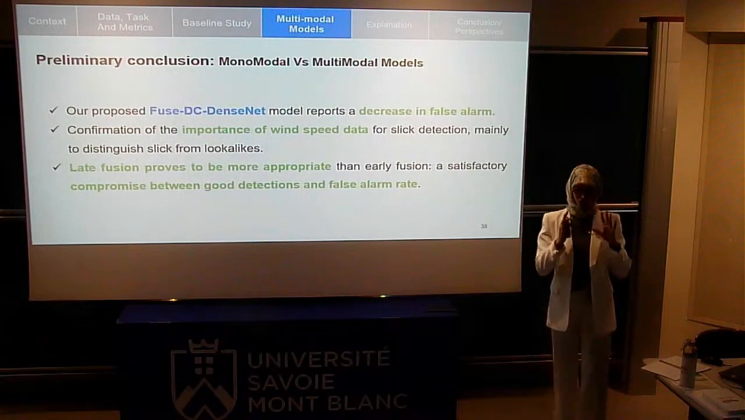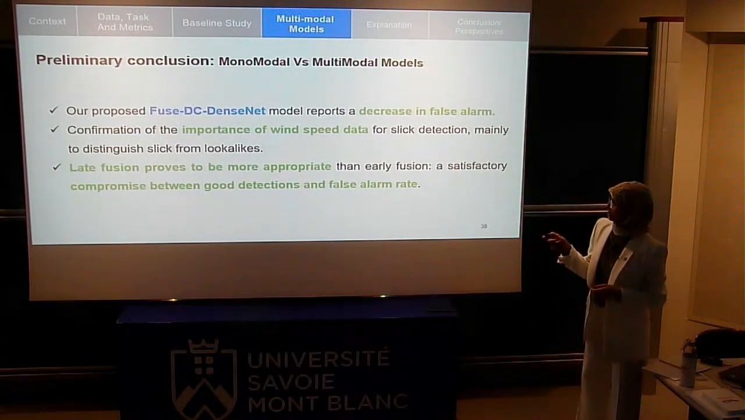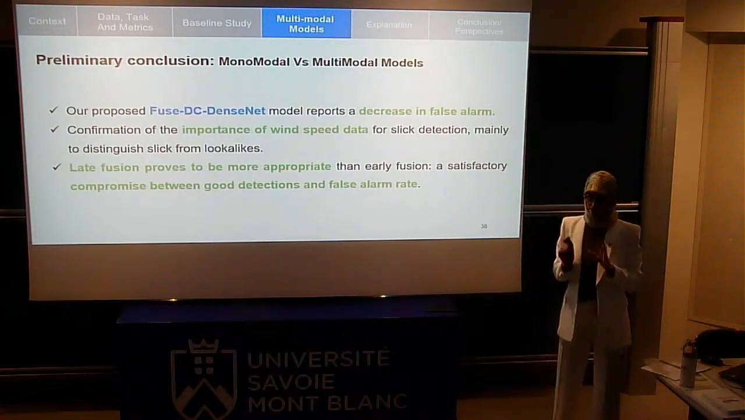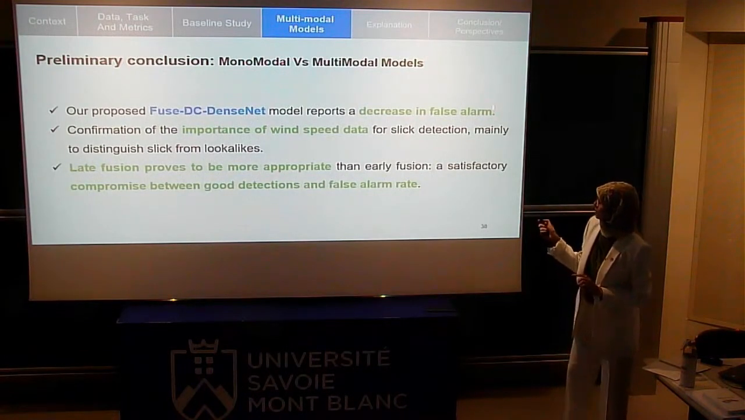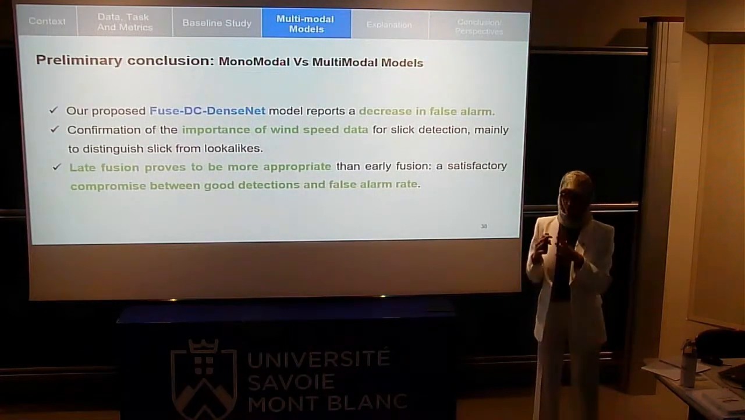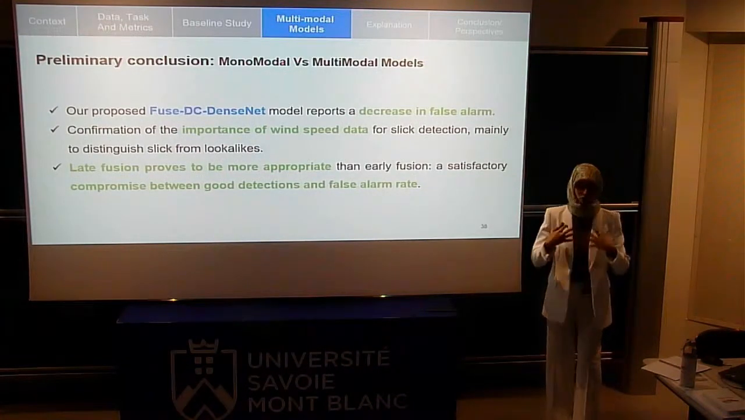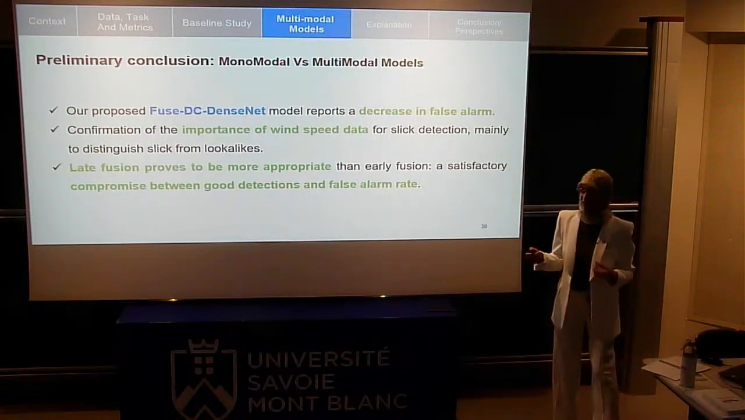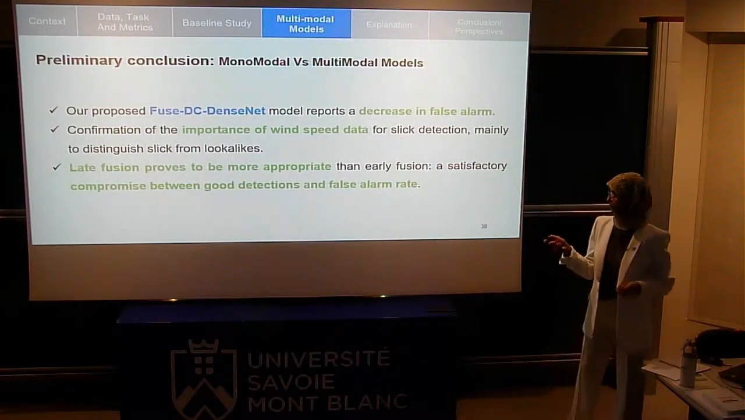Here we compare the monomodal models with the fusion models. We propose a new architecture called FuseNet that reports better results and reduces the false alarms, which are the challenge of the state of the art. We also confirm the importance of the wind speed not only in the validation step, but also in the training step. We also show that the late fusion is more appropriate in our case, giving some compromise between the false alarms and the good detection.